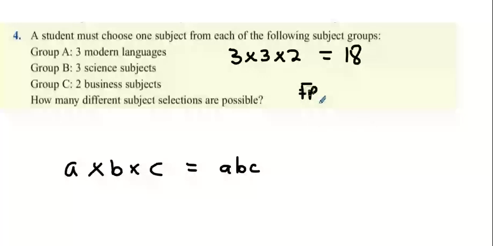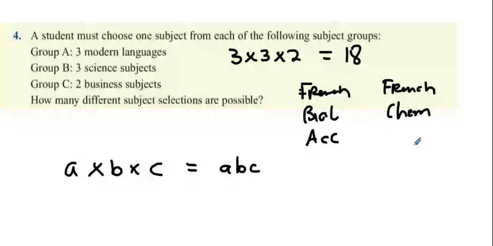French for the first choice. Biology for the second choice. Accounting for the third choice. That's one selection. The next selection could be French, chemistry, and accounting again. That's the second choice. Do you get what I'm saying? You have 24 different combos you could put up. Sorry, 18 different combos you can put up. Is that all right? Okay.